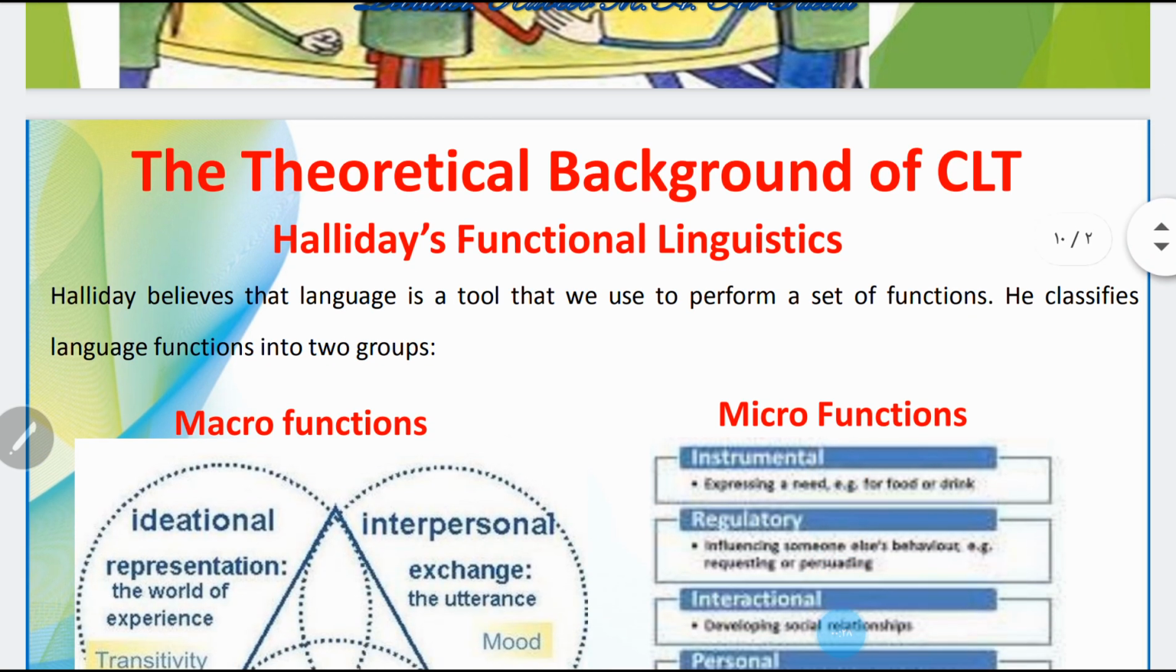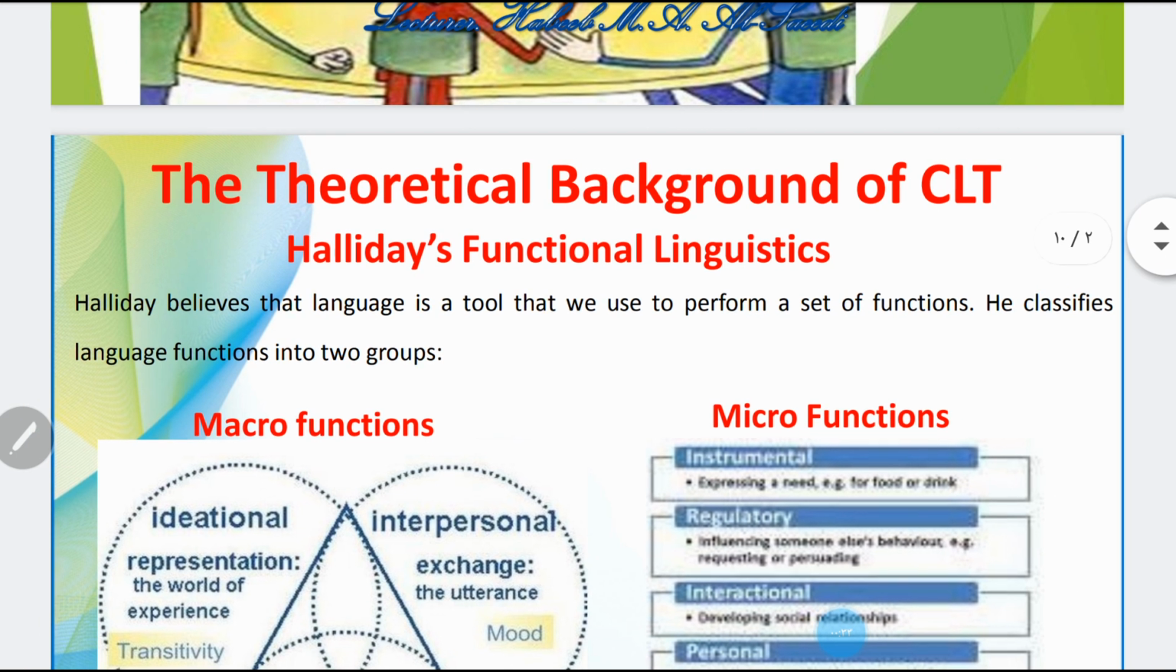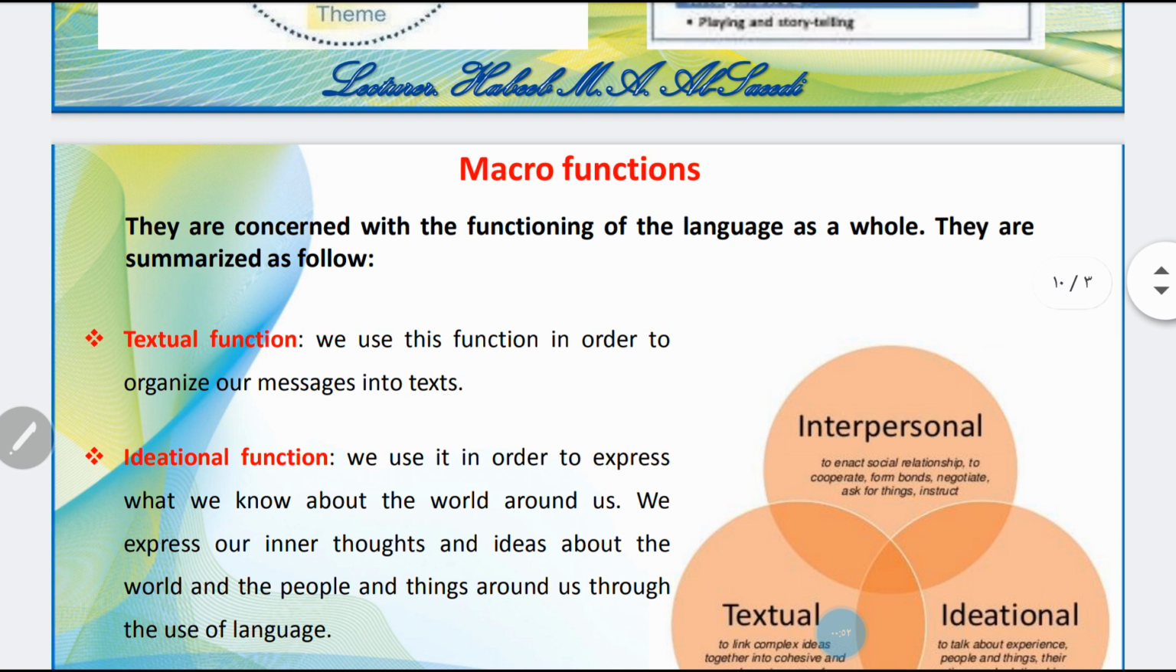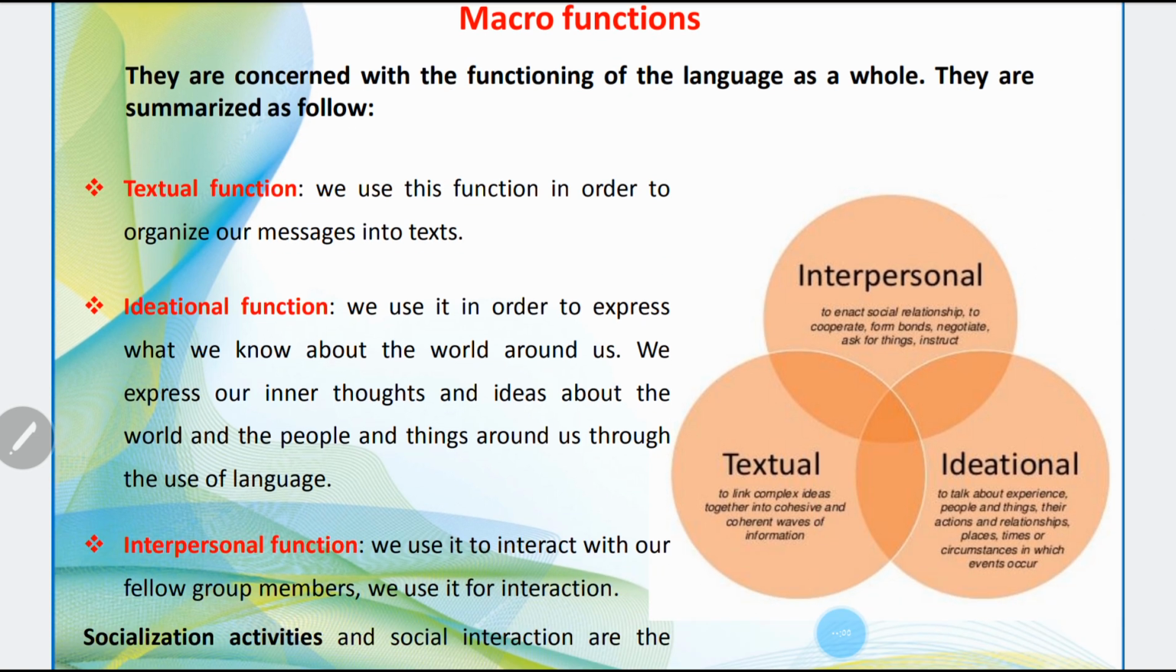Halliday believes that language is a tool that we use to perform a set of functions. He classifies language functions into two groups. So this is the first theory, Halliday's functional linguistics, and he says that when we use language, we perform functions, and he classifies them into two groups: macro functions and micro functions. The macro functions are concerned with the functioning of the language as a whole, that means the general function of the language in general. They are summarized as follows.